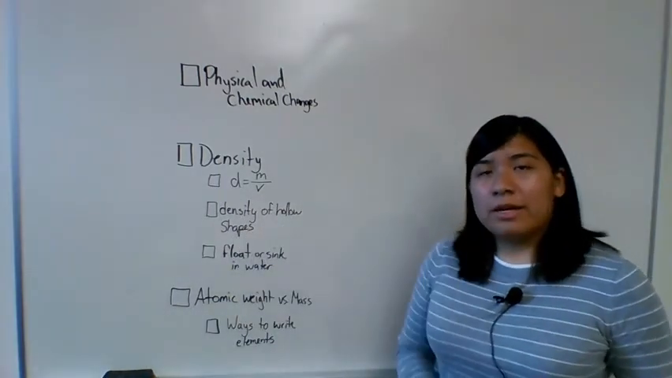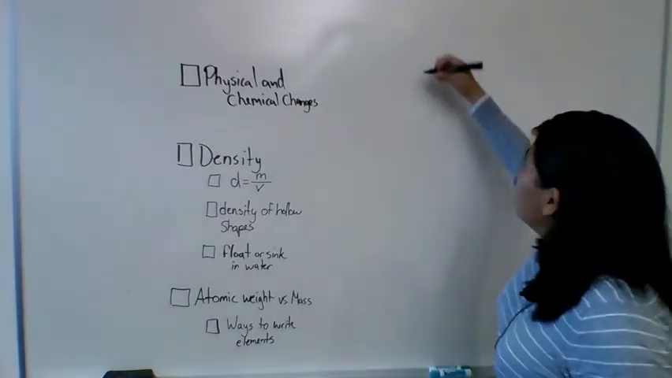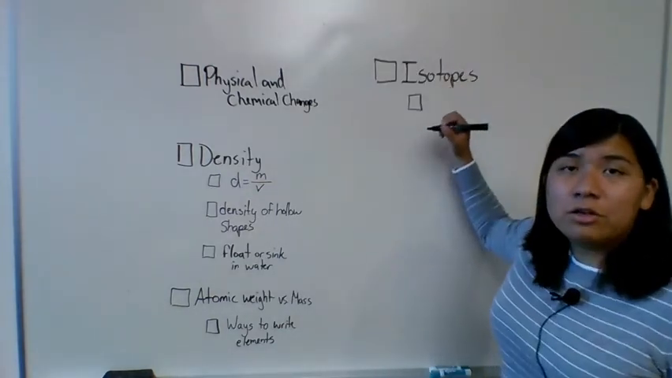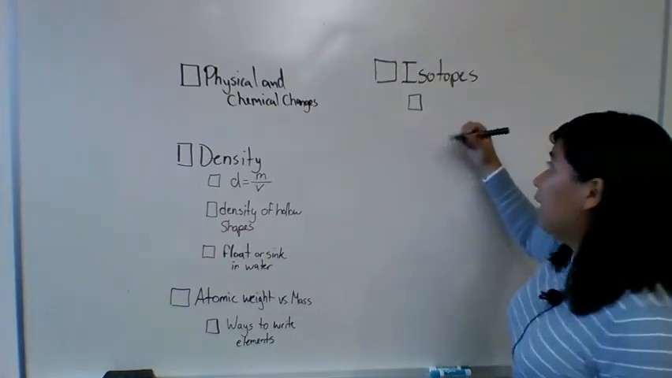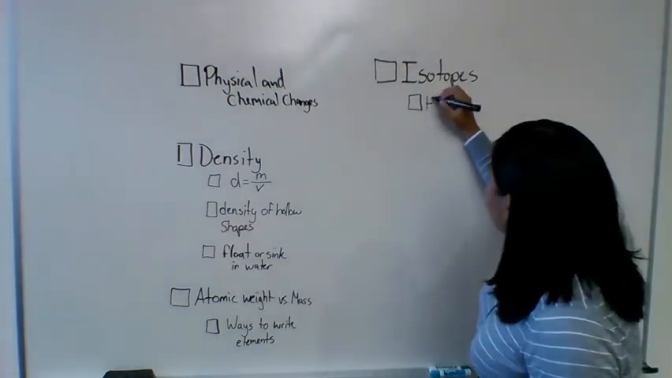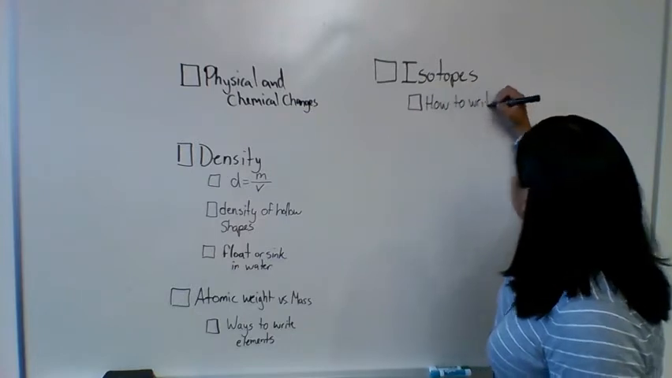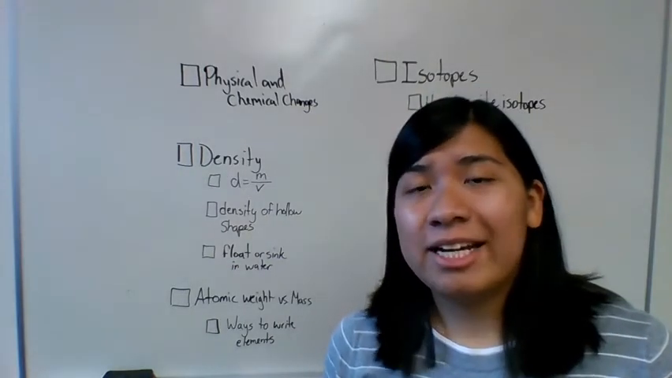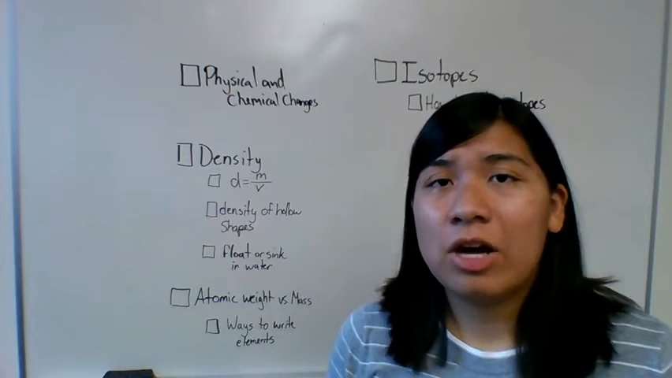The fourth thing that we have covered are isotopes. Within isotopes, we learned the different ways to write isotopes. So I'm going to put how to write isotopes. Also, within isotopes, we learned how to calculate the atomic weight.